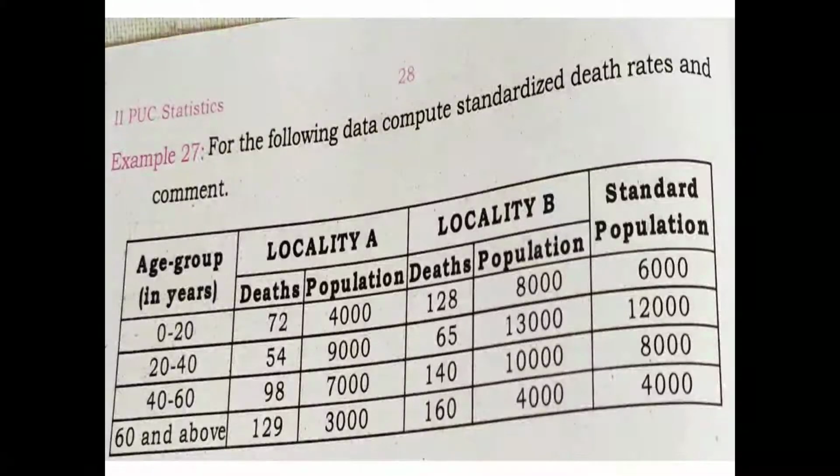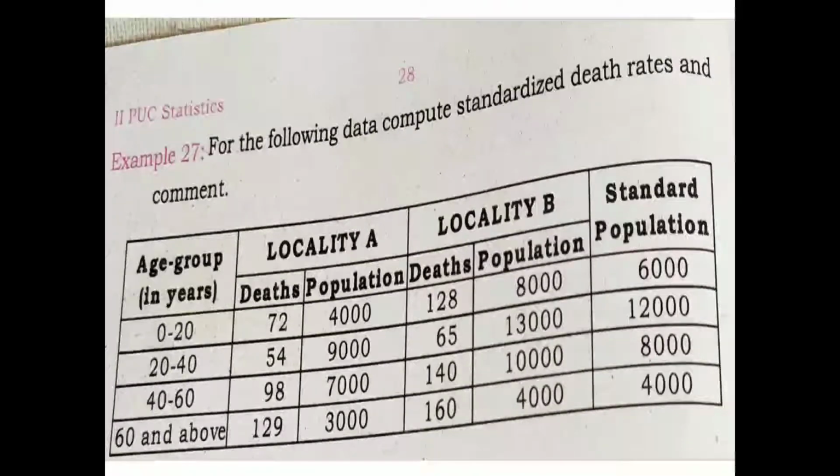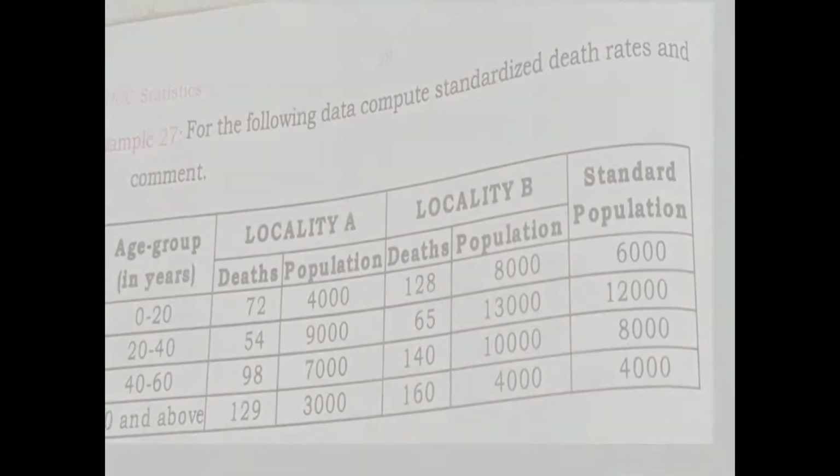So students, be careful here. The deaths column has come first and population has come next. In the previous problem, the population column was first and deaths was second. So when you divide directly, be careful and see the columns properly, observe the numbers and then find the ASDRs.